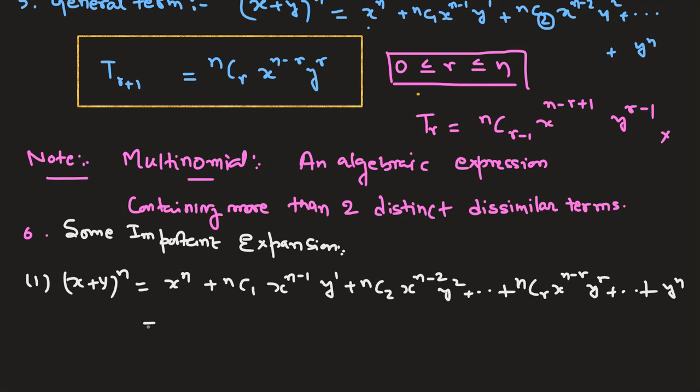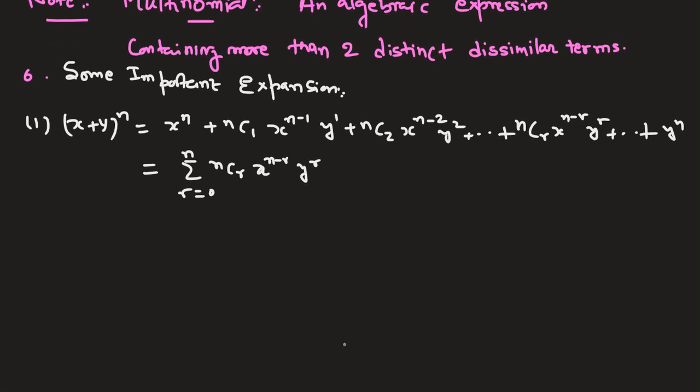So now this is generated by nCr x^(n-r) y^r, where r runs from 0 to n. So this is the general term.